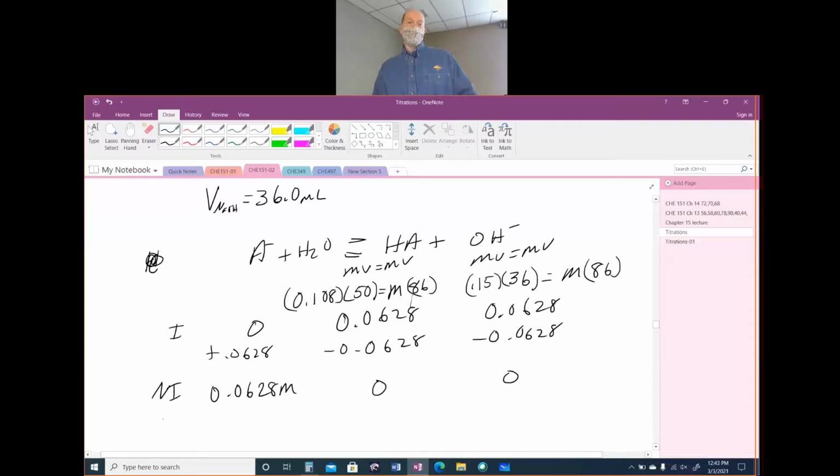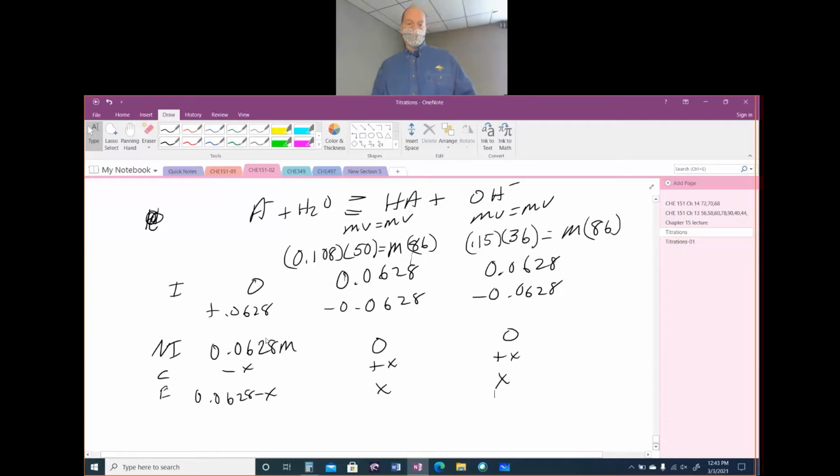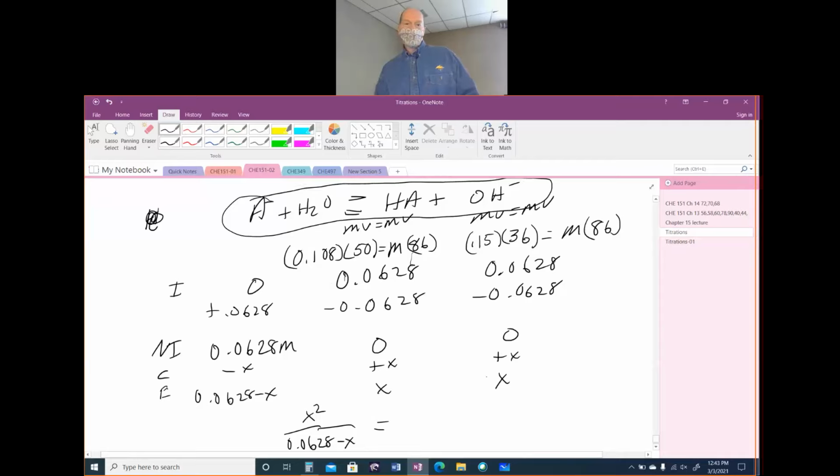These are zeros. So now you have to do change and equilibrium. You can't have zeros, so you have to form an amount X on the right. So at equilibrium, 0.0628 minus X, X, and X. All right, so you have your X squared over 0.0628 minus X, and that is equal to, again, you have to be aware of what reaction you are using. This is the KB reaction, and so it's equal to your KB.